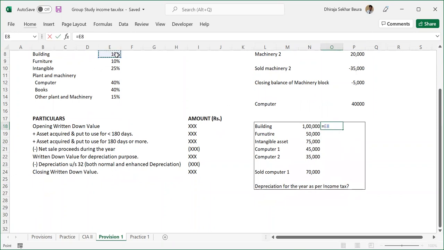Okay, let me quickly calculate. Can others also calculate quickly? Oh, sorry. You saw something, is it?